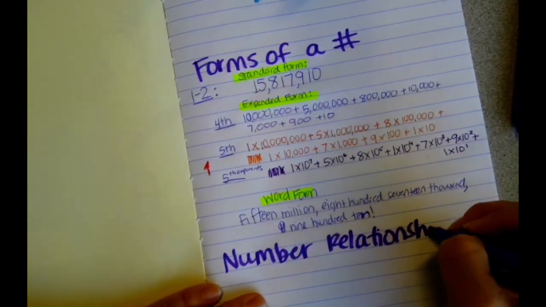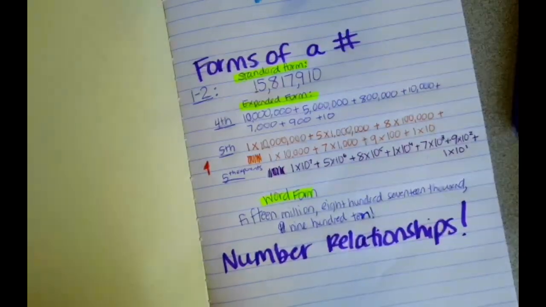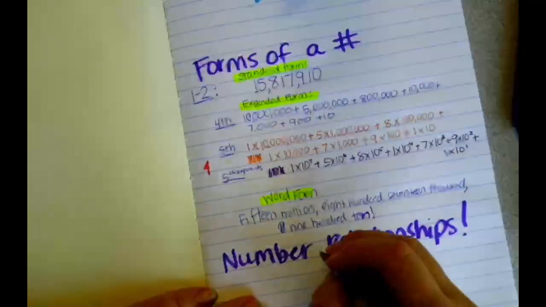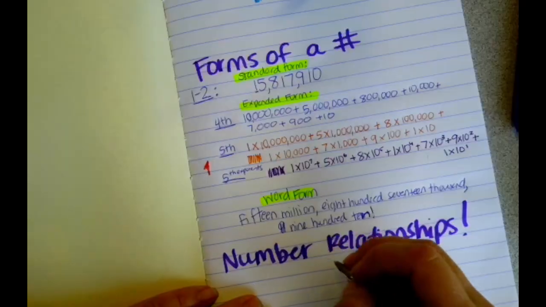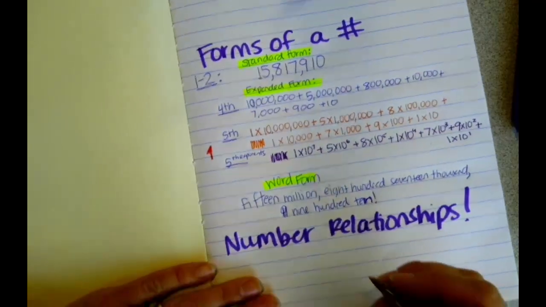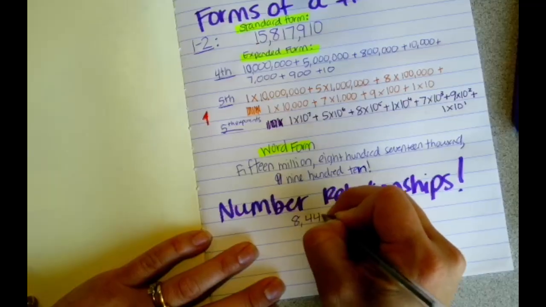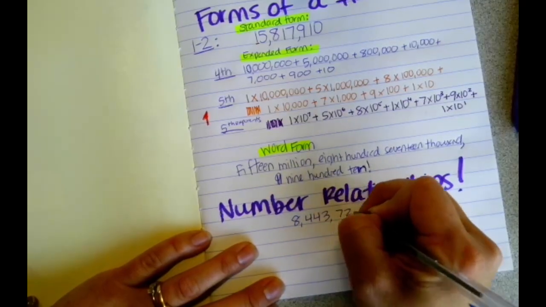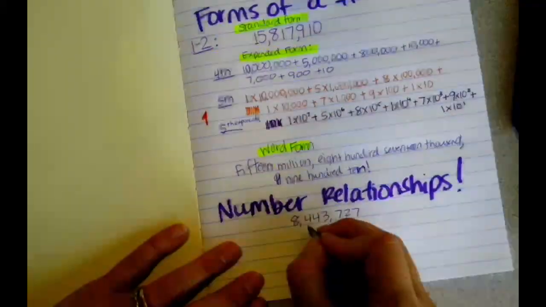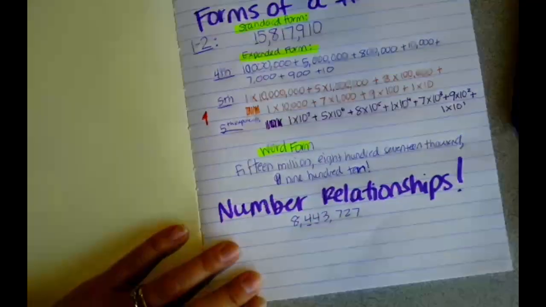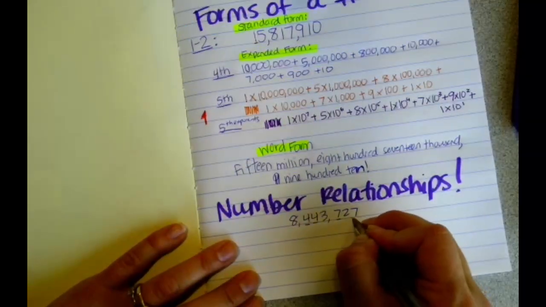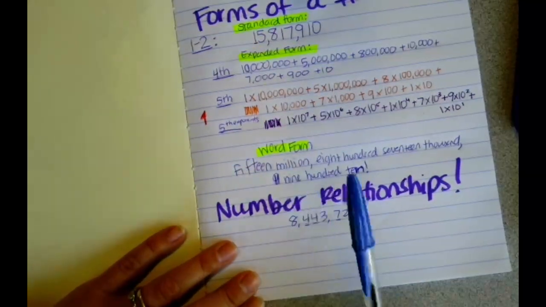So if you need help with that, see the video. This is helping us determine when numbers that are next to each other are the same, like 8,443,727. We can talk about how these two numbers are related because they're the same, and we can even talk about how these numbers are related too. Okay, but that'll be in a video coming soon.